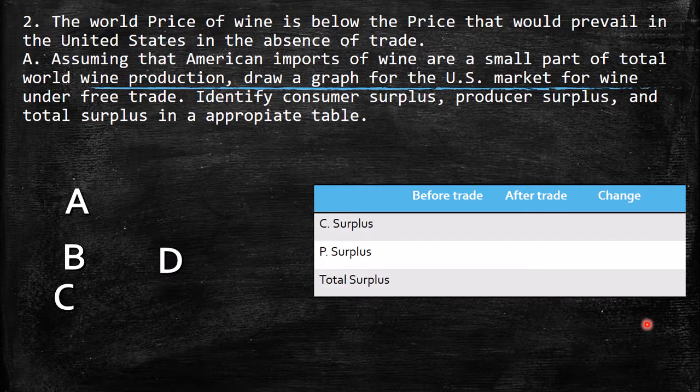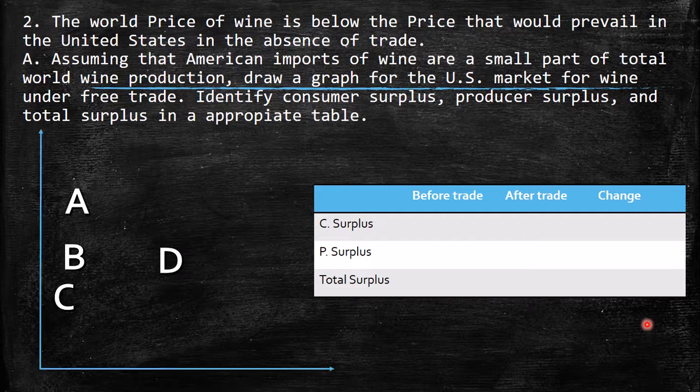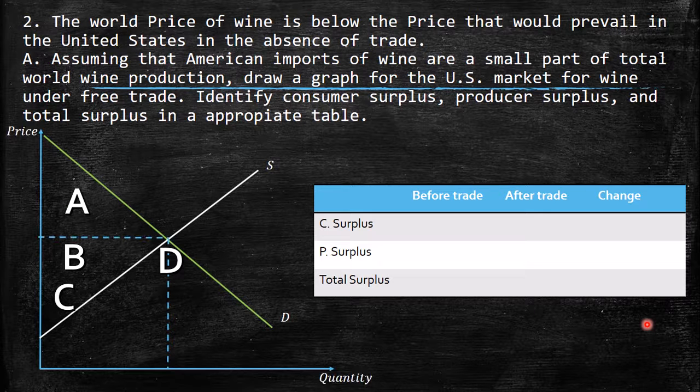So assuming that American imports of wine are a small part of total world wine production, it means that they are price takers and are not going to affect the world price. We need to draw a graph for the US market for wine under free trade. In this case, different from the previous one, we need to identify consumer surplus, producer surplus, and total surplus in an appropriate table. Actually, it's the same as before. So here we have the same case. I'm going to be really fast because we already saw it in the previous one.